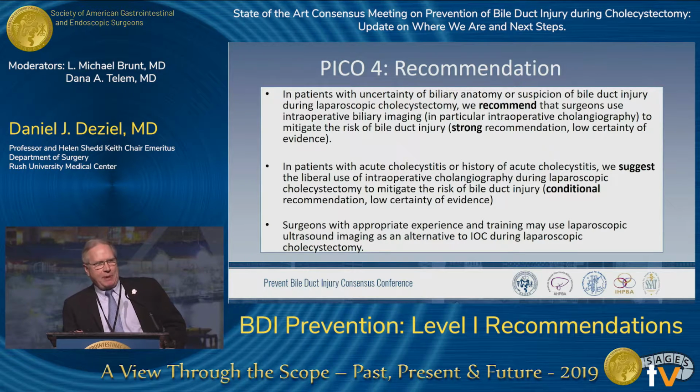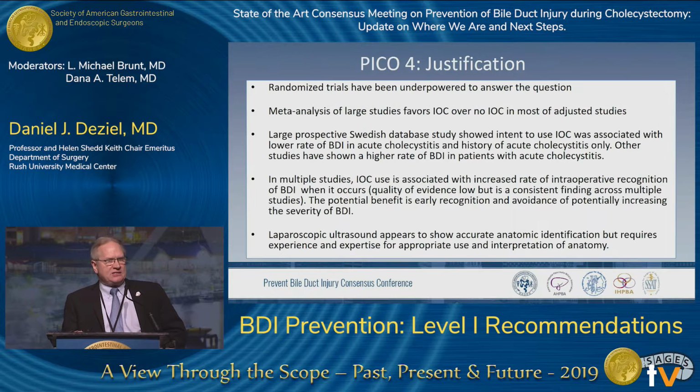There is a sizable body of literature on this issue. The randomized trials, however, are underpowered for the specific question of duct injury. Most of the meta-analyses and large database studies favor the use of cholangiography. A large prospective Swedish study has showed that the intent to use cholangiography in acute cholecystitis or in patients with a history of acute cholecystitis is associated with a lower rate of injury, and acute cholecystitis, as you've seen itself, is a risk factor for injury.